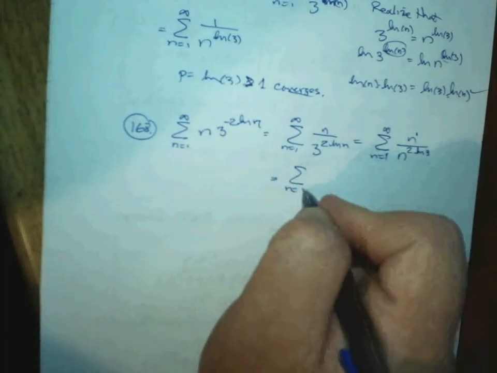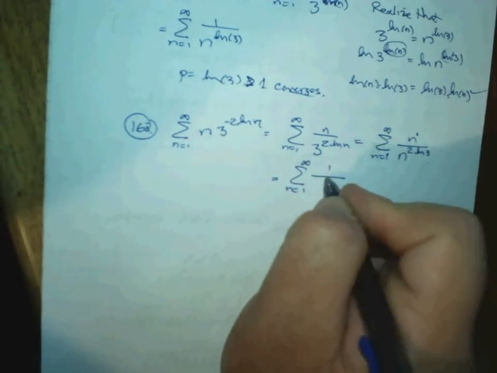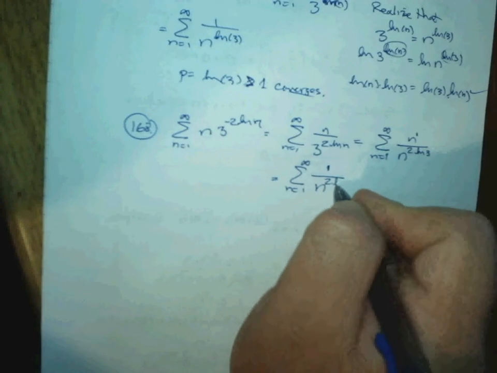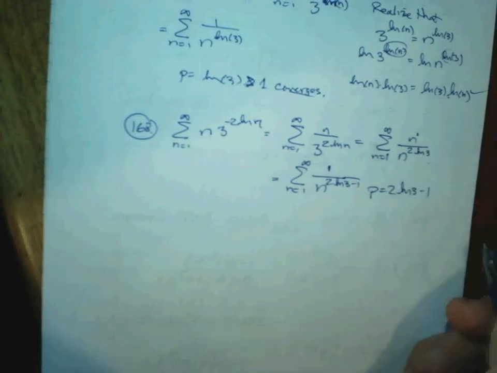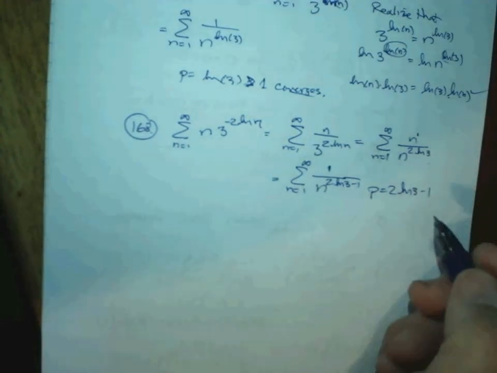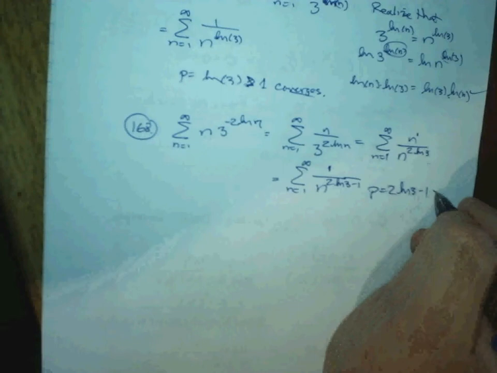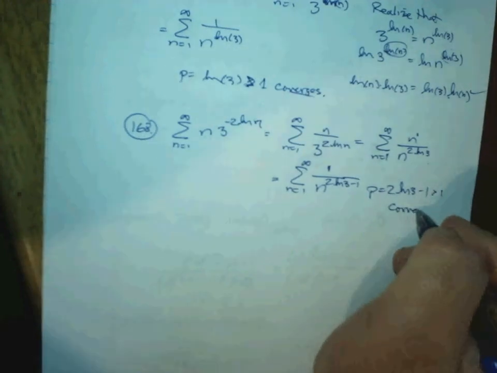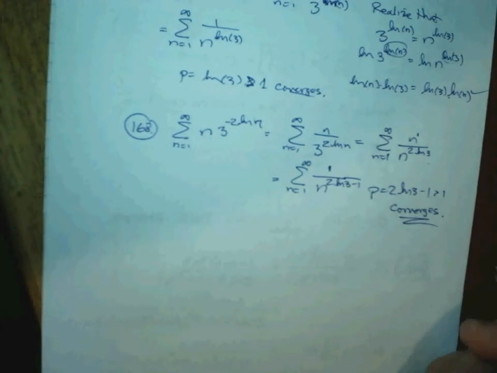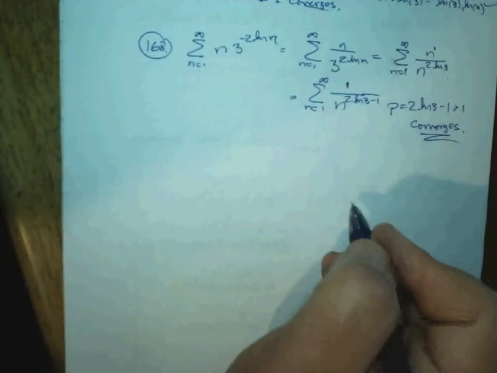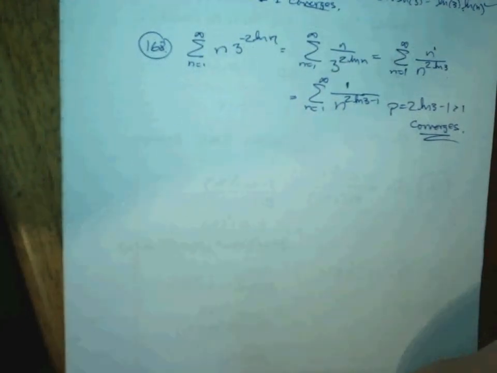Now what to do about this n up here? Well, that's n to the 1 power. You can bring it down by subtracting 1 from the power. It's the same base n in the denominator, after all. And so your p is 2 ln of 3 minus 1. And 2 ln of 3 minus 1 is bigger than 1. So this converges. And you're done with that problem.